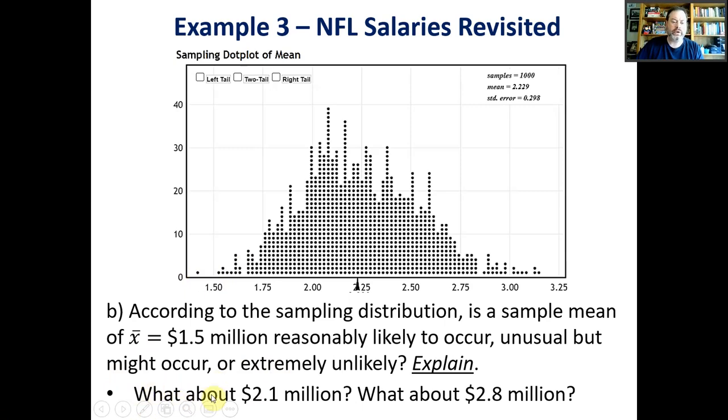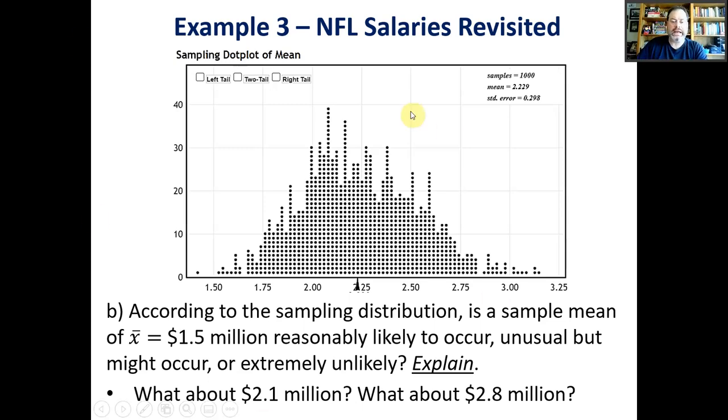Now, what about $2.1 million? Would a sample statistic of $2.1 million be unusual? Well, 2.1 is right about here. Well, that's comfortably inside the 95% rule. Again, 95% rule is those numbers there if you want to mark them down. So that would be reasonably likely to occur.